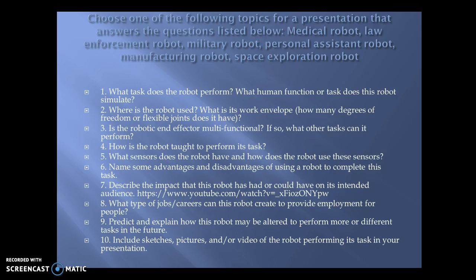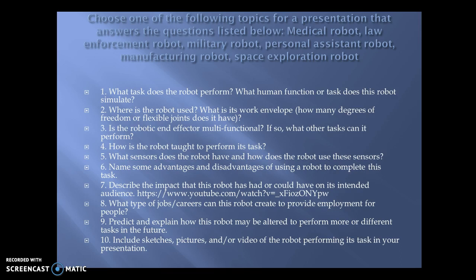The third question is, is the robotic end effector multifunctional? The end effector is essentially, for us, our hands. This is what we use to perform our tasks. We can still move around with our feet and our body, but our end effector is our hands. On a welding robot, the end effector would be the welding tool. So different robots are going to have different types of end effectors. The fourth one is, how is the robot taught to perform its task? This could include programming, or sensors, or it might just be remote controlled.